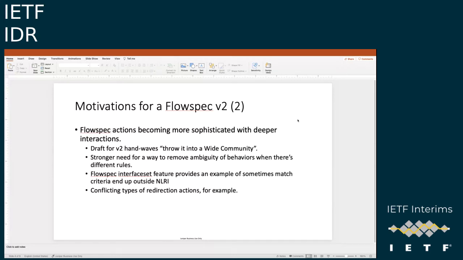The FlowSpec v2 draft from a few years ago sort of hand waves that we're going to throw it into a wide community. What we really need is the ability to remove ambiguity for when there are conflicting behaviors. A big portion of the work that did go into 8955, as you look through the actions, is a lot of discussion about how things avoid conflicting with each other. We also have an interesting thing: FlowSpec interface set provided a feature that probably would go into NLRI in terms of matching purposes, but it was a behavior that needed to be able to change on a potentially AS by AS or maybe even hop by hop basis, and that couldn't be done if you stuck it into the NLRI. And we're seeing that in other interactions of BGP proposed features, like BGP CAR as an example.